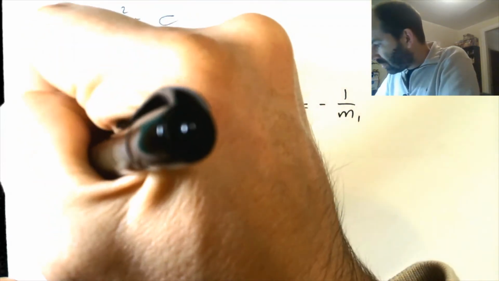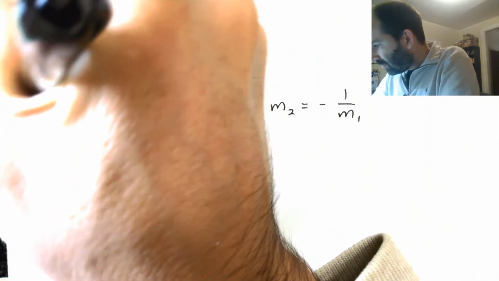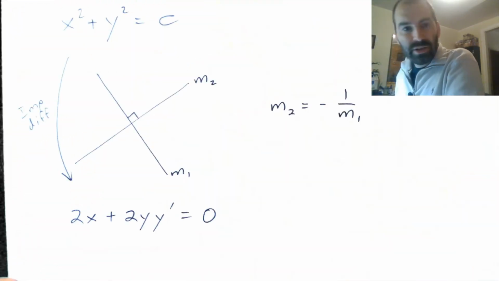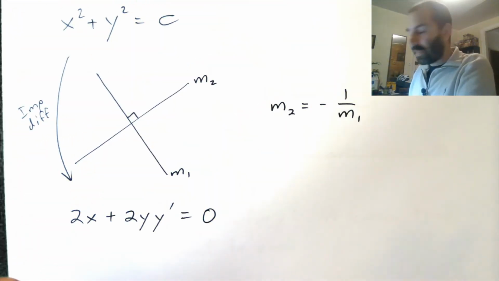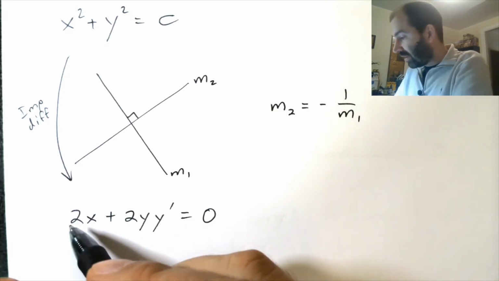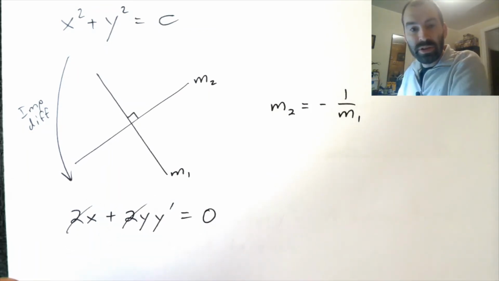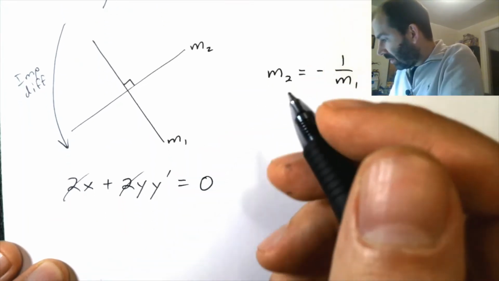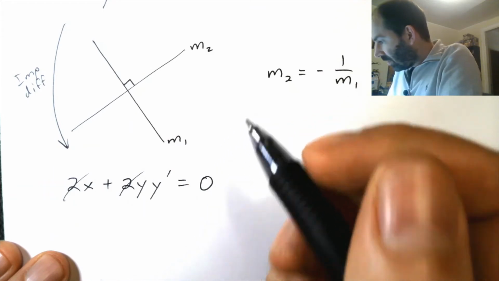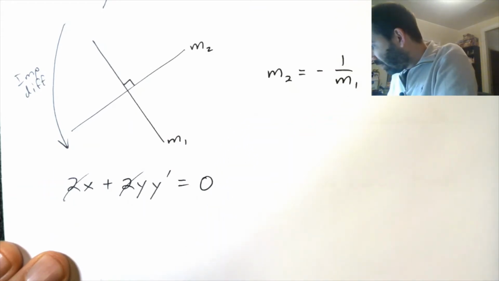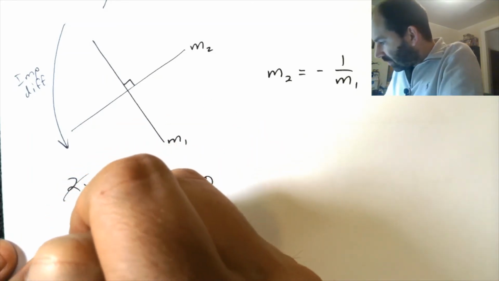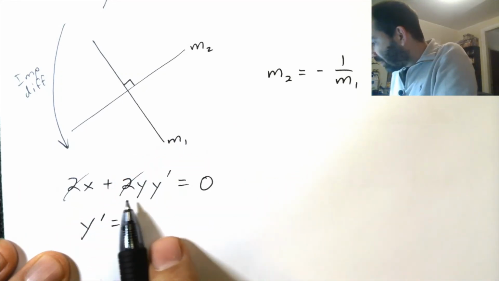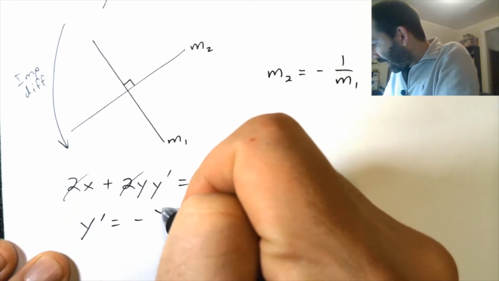Okay, so this is just implicit differentiation, and we get a differential equation. I can divide through by 2, so those don't need to be there. Let's solve for y prime. Yeah. So let's solve for y prime. y prime is equal to negative x over y.